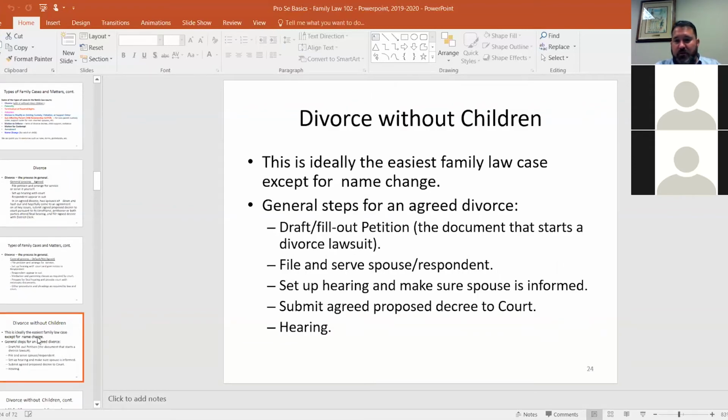Obviously, divorces without children are the simplest, especially if it's an agreed divorce without children, because the primary issue is to grant the divorce and to divide any community property, which a lot of parties are able to agree on. But if not, the court will apply the law of community property to divide that up.